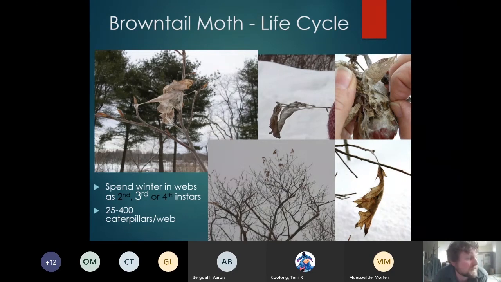So they spend the winter in the webs basically as second or third instar. Now with warmer falls, they've been going into the webs in their fourth instar. For those of you who don't know, an instar is basically just a life stage in an insect's life. When they hatch out of the egg, they're first instar, and then when they shed their skin to get a little bit bigger, they're second instar, and so on and so forth. Browntail moth has between 4 to 8 instars, depending on environmental conditions. There can also be between 25 and 400 caterpillars per web. I have a visual in a couple of slides that I'll show you to really hammer that point home.